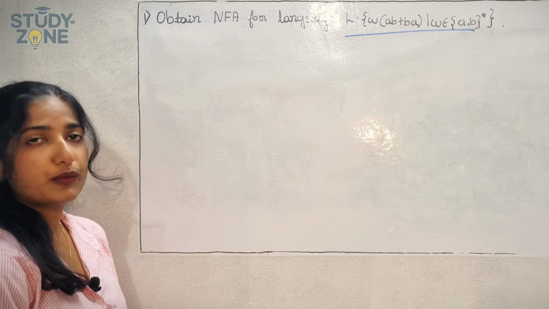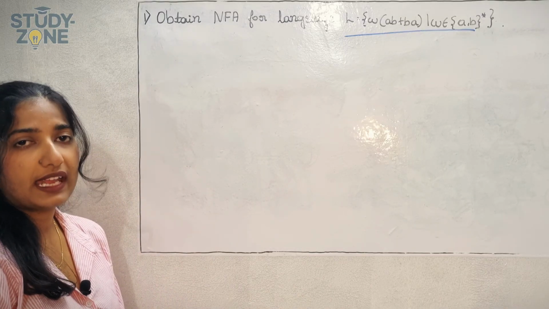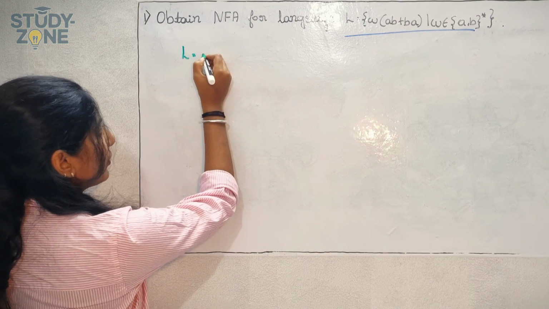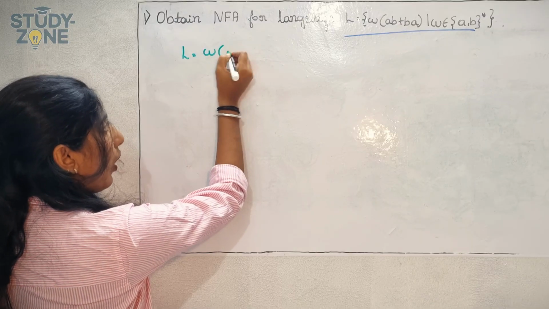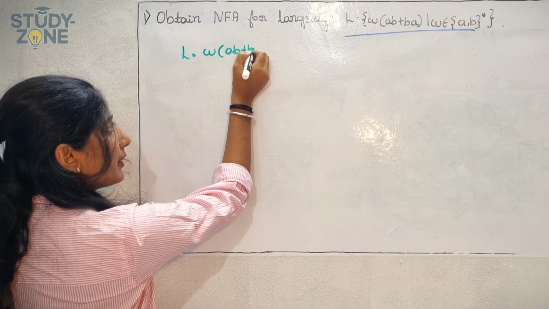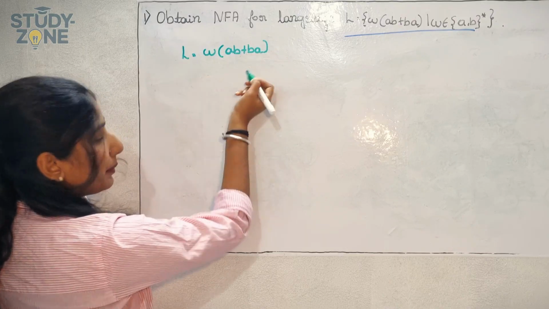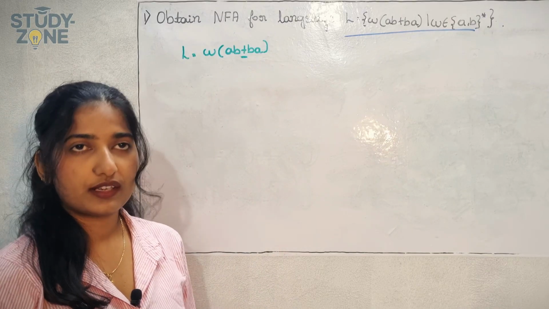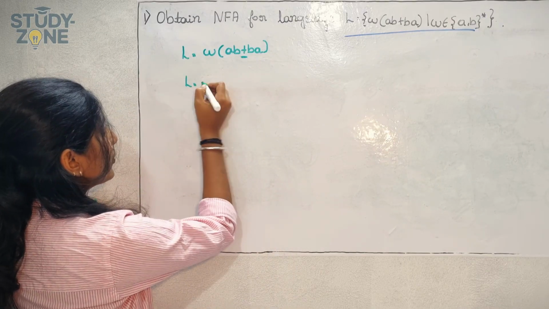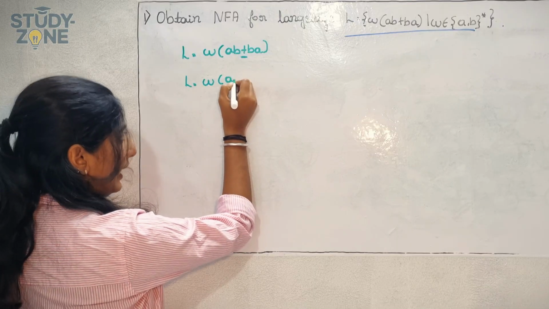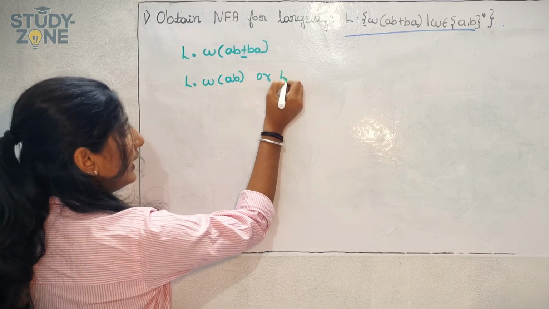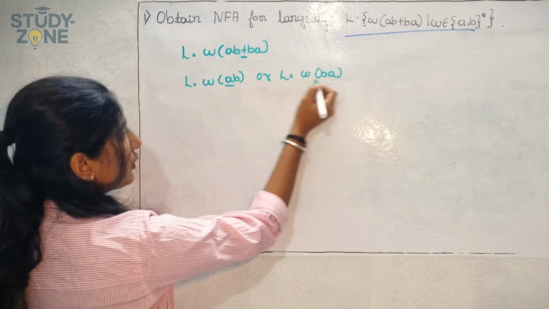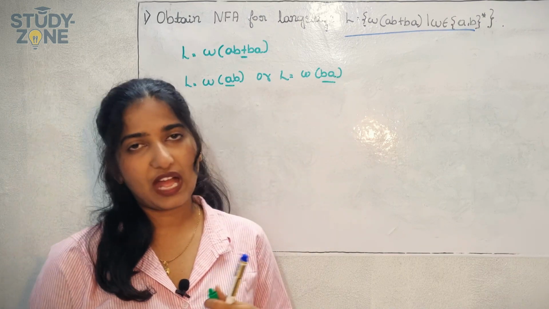So what is w here? w belongs to {a,b}*, which means we have the language L = w(ab + ba). Since there is a plus, we can take it as OR. So L = w(ab) or L = w(ba), which means at the ending we should have ab, or at the ending we should have ba.